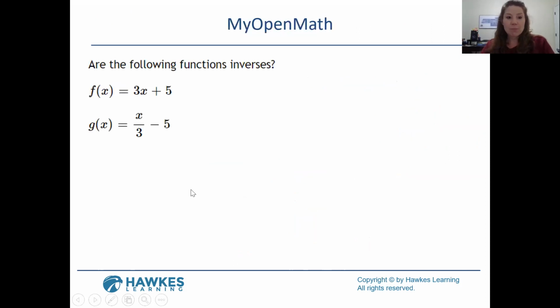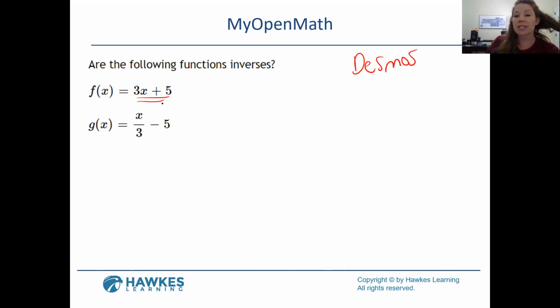Okie dokie. All right, now this is a question from my OpenStax. The question is, are the following functions inverses? Well, one thing I could do, I could go to Desmos. I could plug in this first equation, then plug in the second equation, and use that y equals x line, remember that one? Make sure they're mirror images of each other across the y equals x line. And that would prove it graphically that they're inverses of each other.